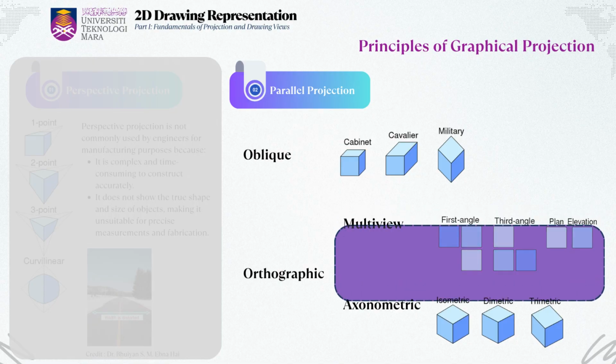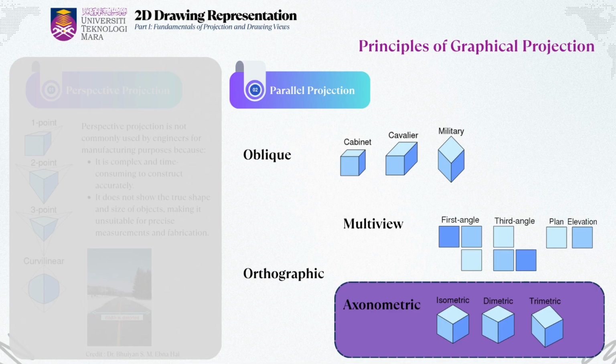Lastly, there's axonometric projection, a type of orthographic projection where the object is rotated to show multiple sides at once in a single view, like isometric, dimetric, and trimetric projections. These are often used for instruction manuals or assembly guides where a clear 3D understanding is needed but without distortion.